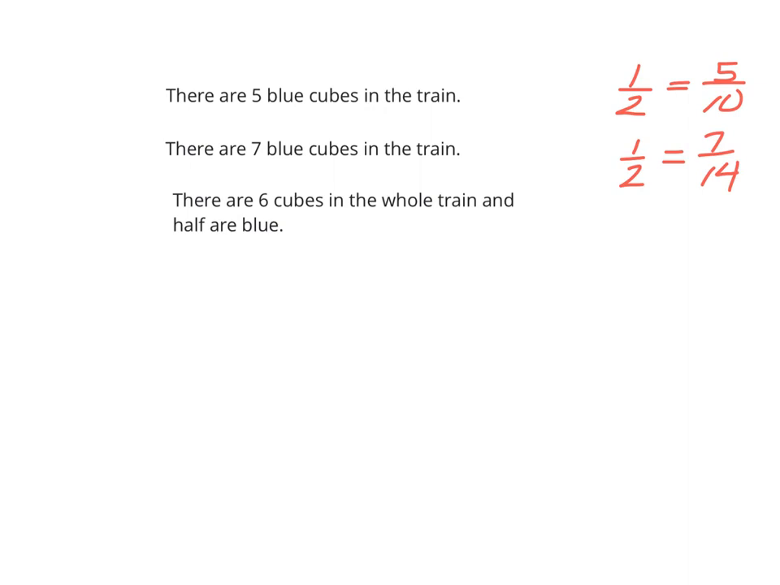Okay, so what did you and your partner come up with? Now, remember, I told you that you might be tricked with the vocabulary. So this is the important part here. There are 6 cubes in the whole train. Therefore, there's only 6. And you know that half are blue. So what's half of 6? Well, that would be 3.